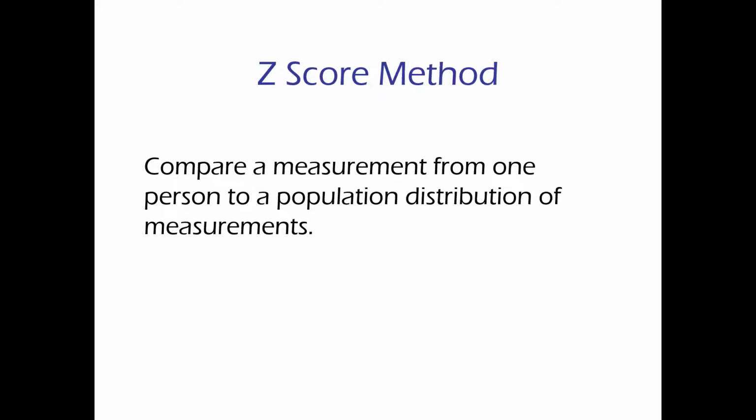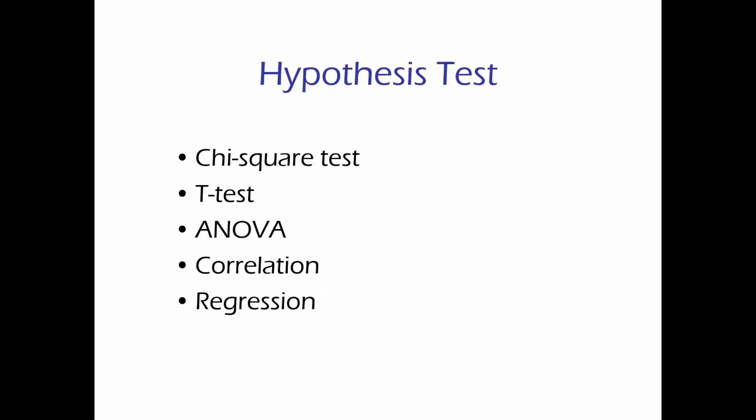We also learned the z-score method in this class. It is designed to compare a measurement from an individual to a population distribution of measurements. We covered 5 different types of hypothesis tests in this class, including chi-square test, t-test, ANOVA, correlation, and regression. With the hypothesis test, we can assess the association between two variables. Depending on the types of the two variables, we are able to choose the most suitable hypothesis test to use.